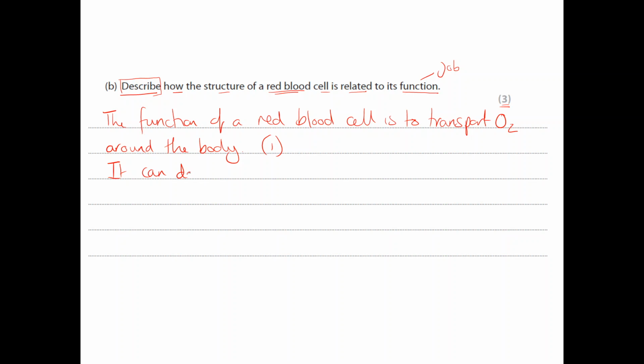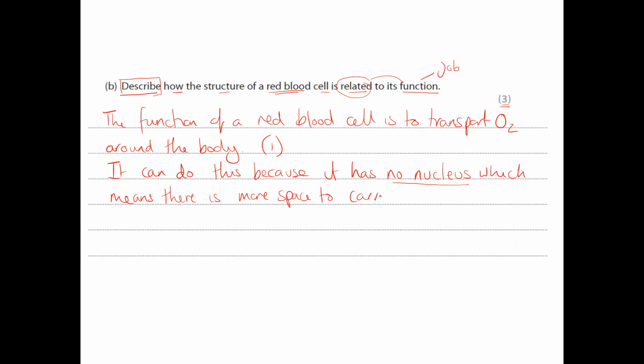It can do this because it has no nucleus. Okay. Now, at the moment, that is a strong point that tells me about the structure, but I haven't really related it in detail to the function. So I've now got to relate back why having no nucleus actually helps it do this. So it can do this because it has no nucleus, which means there is more space to carry oxygen in the cell. That's 1 mark. So you actually had to state the structural adaptation and link it to how it helps it do this.